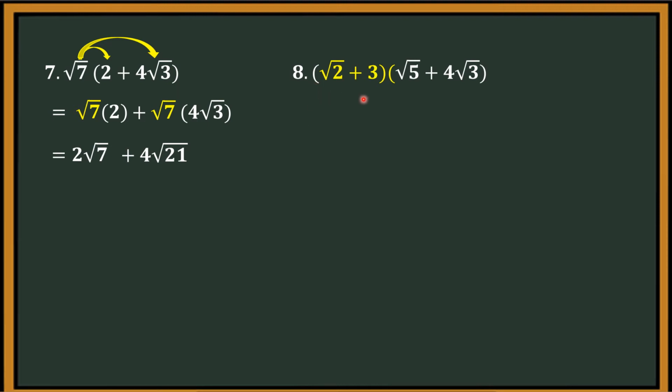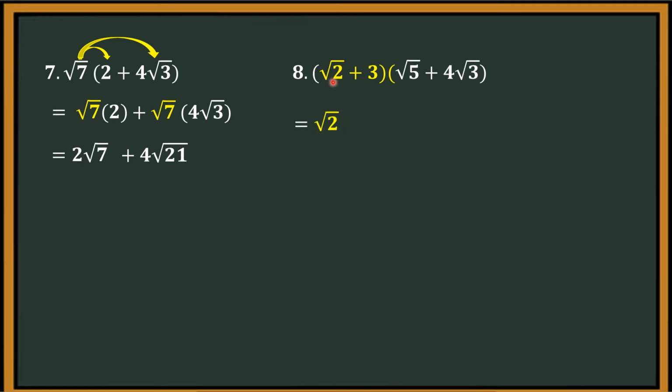Quantity square root of 2 plus 3 quantity times the quantity of square root of 5 plus 4 square root of 3. So, this time, this is binomial and this is also binomial. So, gagamit tayo dito ng FOIL method or distributive property.